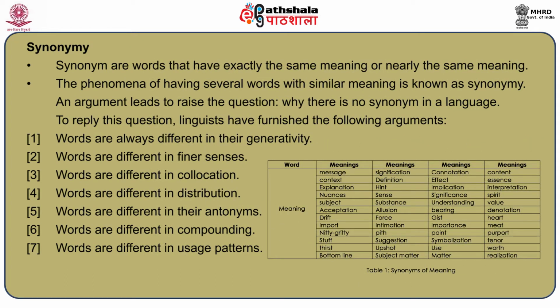What is synonymy? In synonymy, it is assumed that there are words in a natural language that have exactly or nearly the same meaning. Such words are known as synonyms, and the phenomenon of having several words with similar meanings is known as synonymy. However, rigorous research into word meaning has clearly shown that there is no synonym in a language in the true sense of the term.